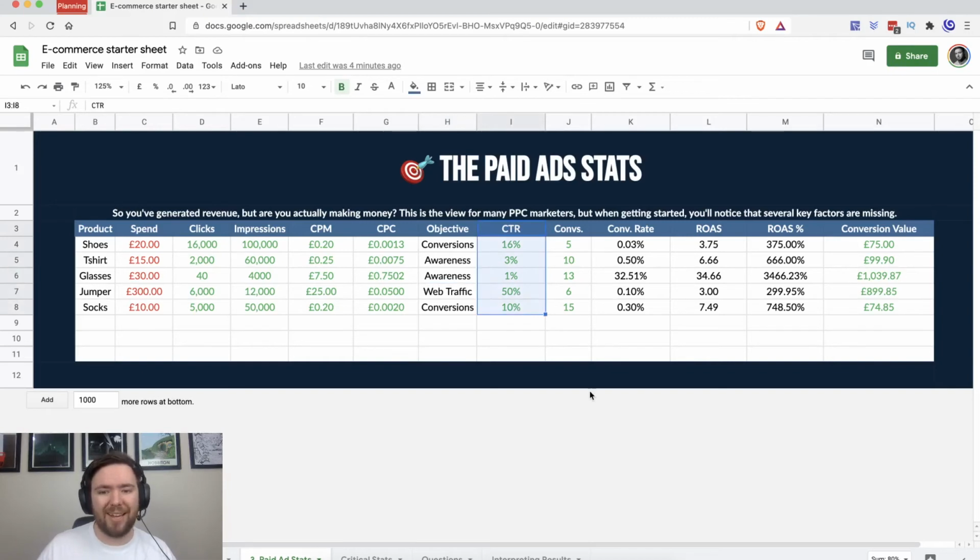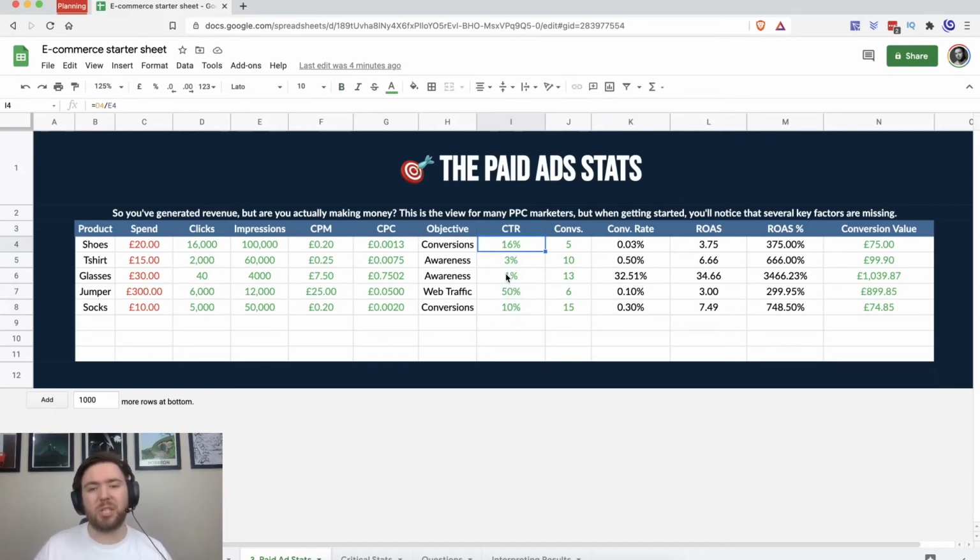We then go to click-through rate. Click-through rate, again, is a sort of a division of the impressions. So out of those impressions, what percentage of people clicked? So click-through rate there, 16% is very high, 1% very low.